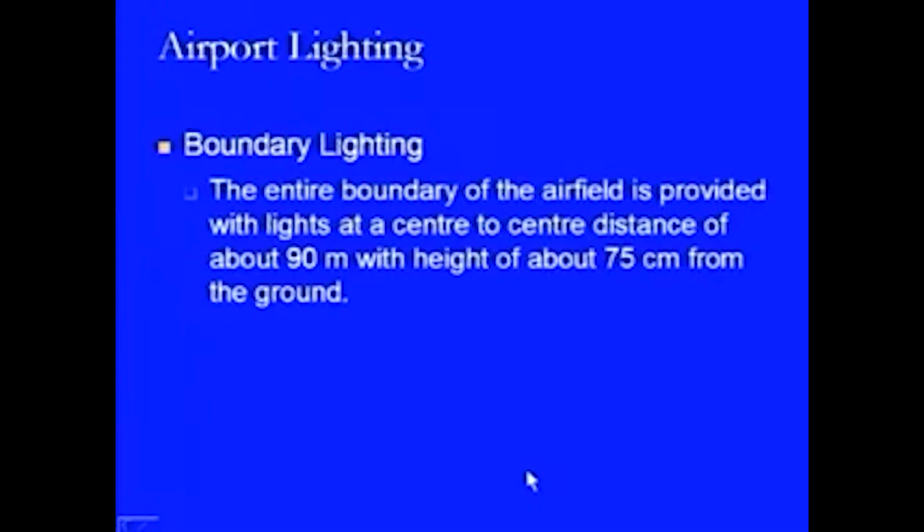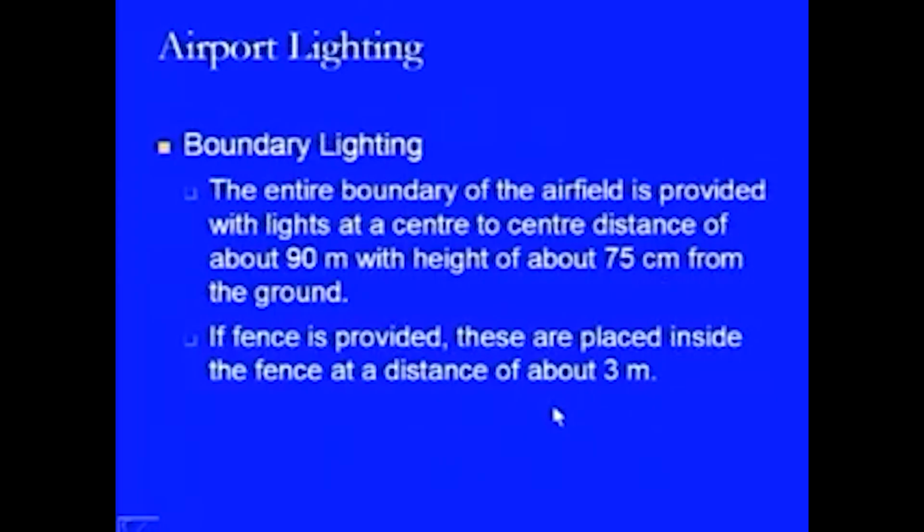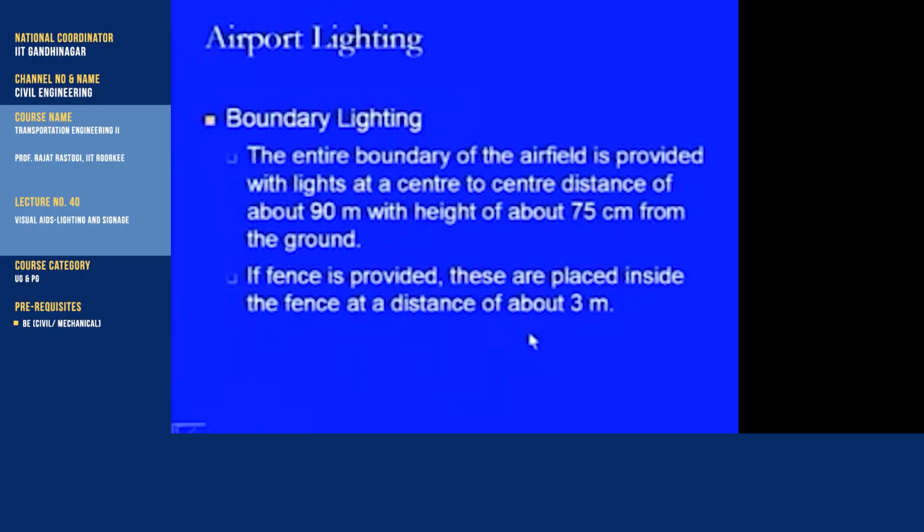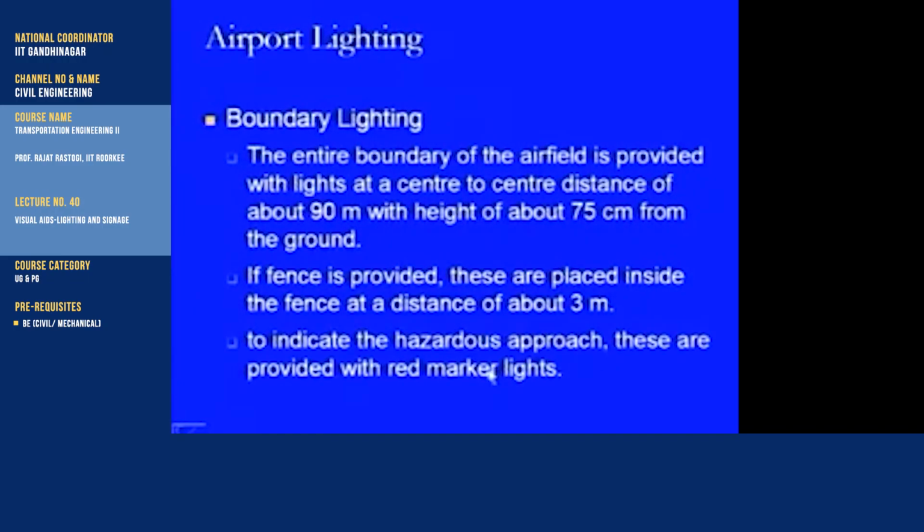Then another type of lighting is for the boundary, and this boundary lighting is provided for the entire boundary of the airfield using lights at a center to center distance of about 90 meters, with a height of about 75 centimeters from the ground. If fencing is provided for the airport, then these are placed inside the fence at a distance of about 3 meters. And this indicates the hazardous approach, and these are provided with red marker lights.